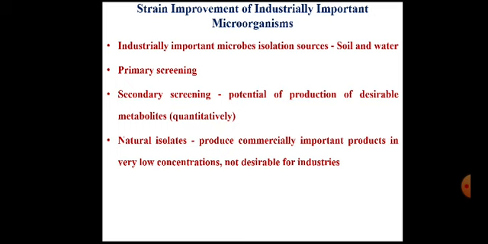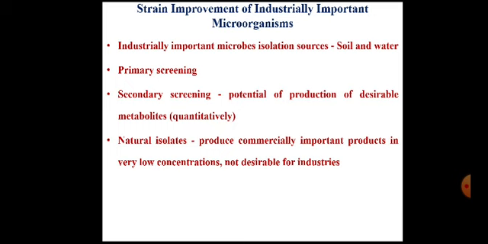Basically, why did we select these wild type strains during secondary screening? Based on the yield or the productivity. All these isolates will have higher productivity or higher yield. But again, the question is that these natural isolates may not produce the desirable metabolites, the fermentation products, at commercial level. Commercial level means at industrial level.